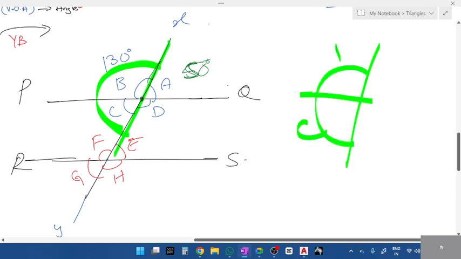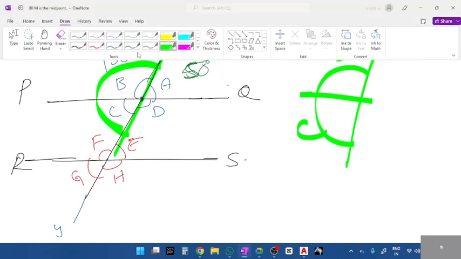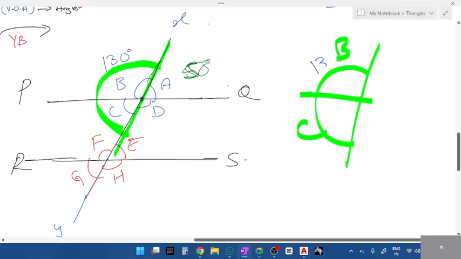Angle C and angle B. If angle B is 130 degrees, what will be angle C? If this is a straight line, 180 minus 130, angle C should be, what is 180 minus 130? 50 degrees. Yes, angle C is 50.